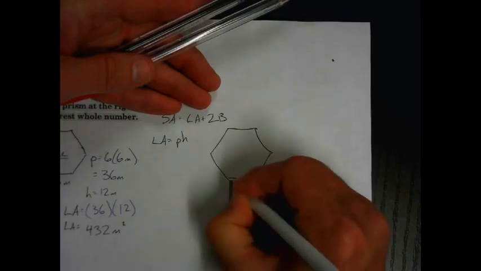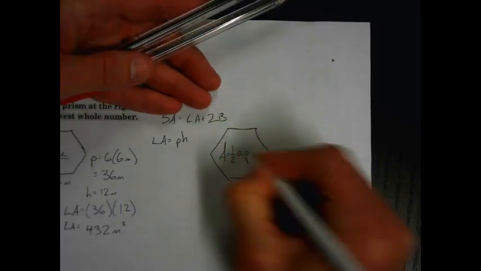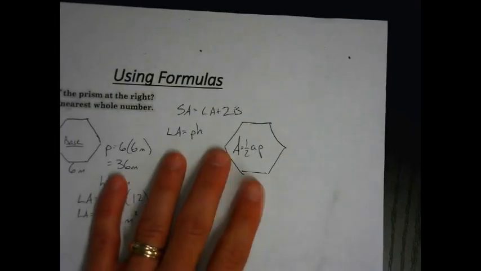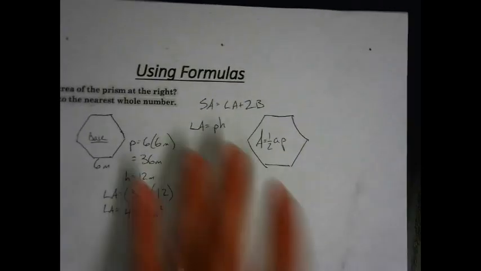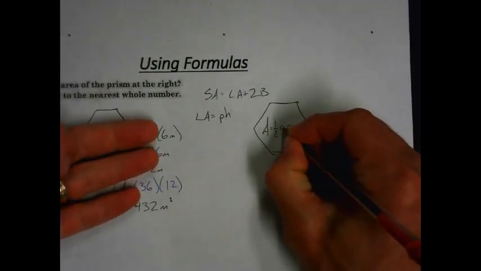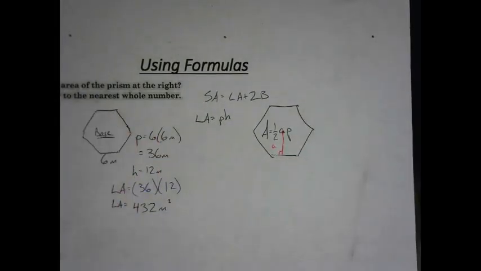The area of any regular polygon, by the way, is 1/2 the apothem times the perimeter. So hopefully you remember that. 1/2 the apothem times the perimeter. What is the apothem? Do you remember that the apothem is from the center to the side? That's our apothem. So how are we going to find that?